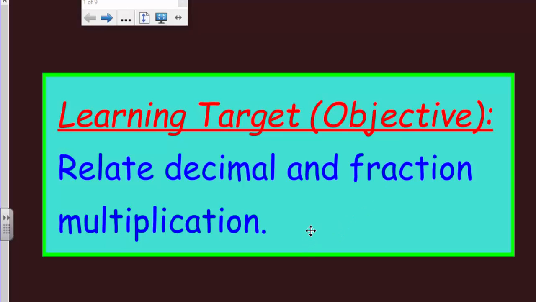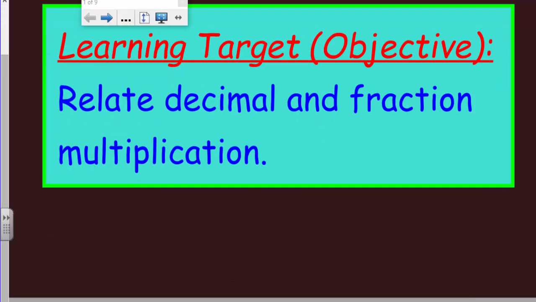Okay. Look, we have the learning target. Could it be any larger? This is our objective of this lesson, is to relate decimal and fraction multiplication. Now, some of you may remember that, hey, Mr. O, we just did this. This was our last lesson. You know what? It was. But this is such an important concept, I guess we need to do it more than once. Anyway, let's go ahead and take a look down here.